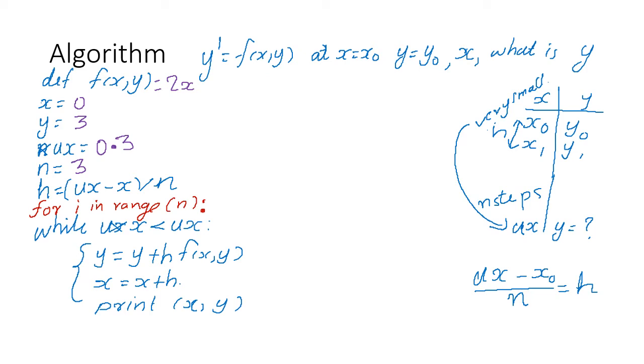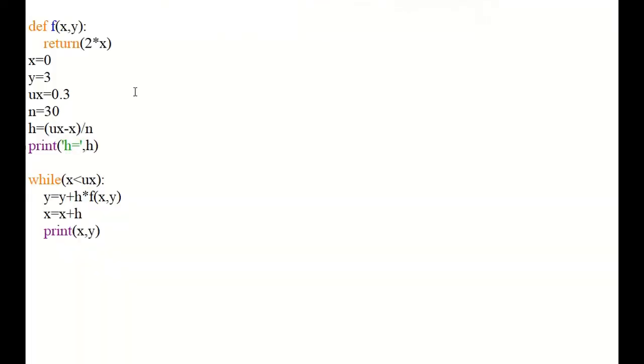Now we shall see the code and we will run the code. Okay, let's translate our algorithm into Python code. So the first step is to define the given function. We define f of x, y as 2x. Then we initialize x equal to 0, y equal to 3, ux equal to 0.3. Number of steps is 3, because we made only 3 steps in the numerical example. Then we calculated h, and we printed the h value just to see this.